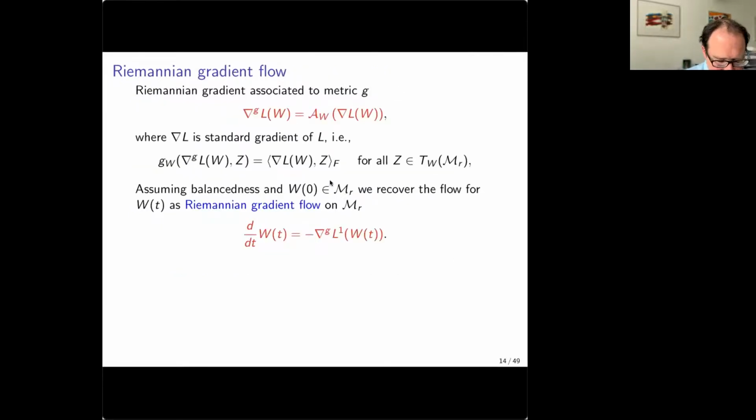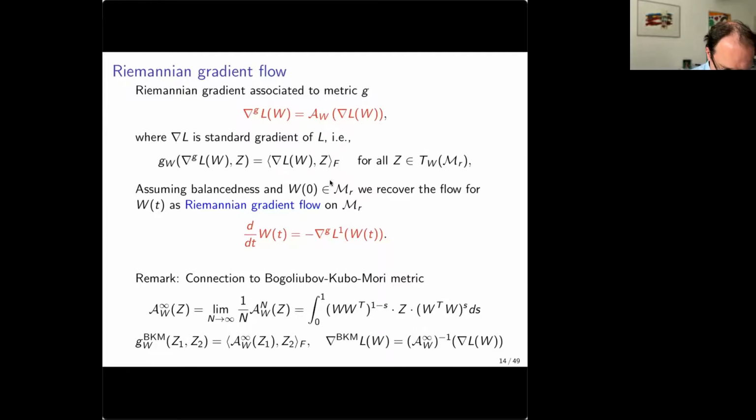And having this, we can now write down the Riemannian gradient associated to this metric exactly in this form. And this means that the flow that we have is actually a Riemannian gradient flow for this function L1. So this means that the product also has some structure of a gradient flow, except that we have to change the metric. Okay.